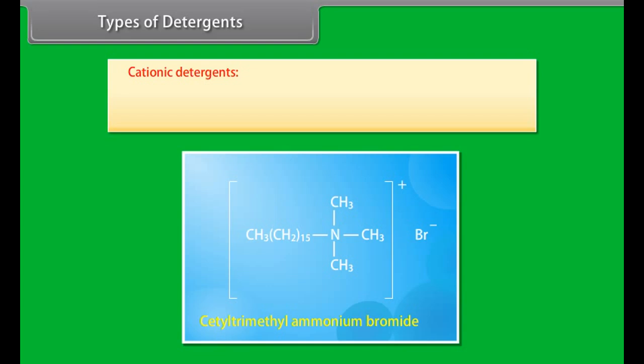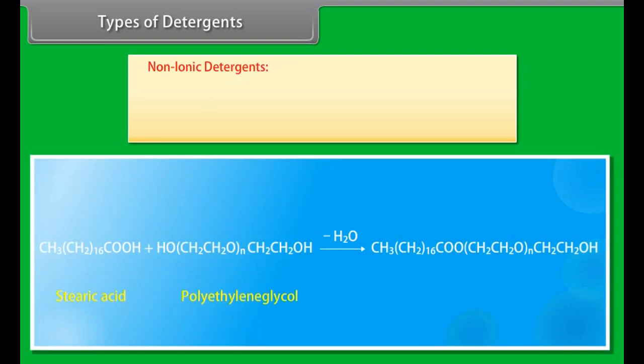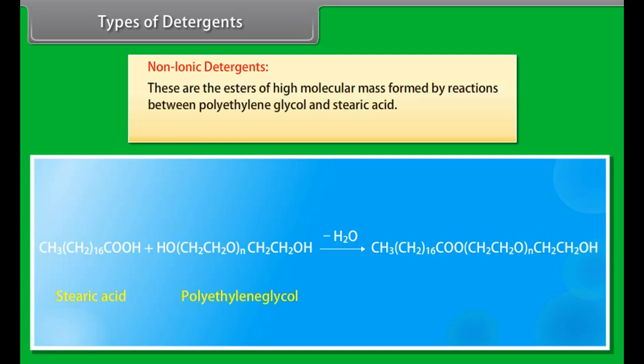Cationic detergents. These are mostly acetates or chlorides of quaternary ammonium salts. They are more expensive, therefore used to limited extent as germicides. For example, cetyl trimethyl ammonium bromide. Non-ionic detergents. These are the esters of high molecular mass formed by reactions between polyethylene glycol and stearic acid. Some liquid dishwashing detergents are of non-ionic type.